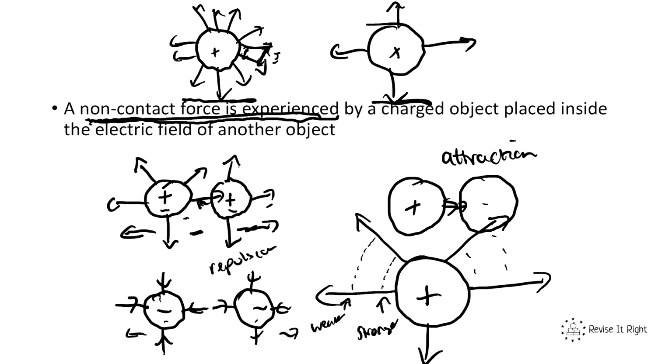Two negative objects, again, will feel that force of repulsion when they enter each other's electric fields. And a positive and a negative will experience a non-contact force of attraction when they enter each other's electric fields. And the further away from an object you go, the weaker the electric field, because the electric field lines are further away from each other.